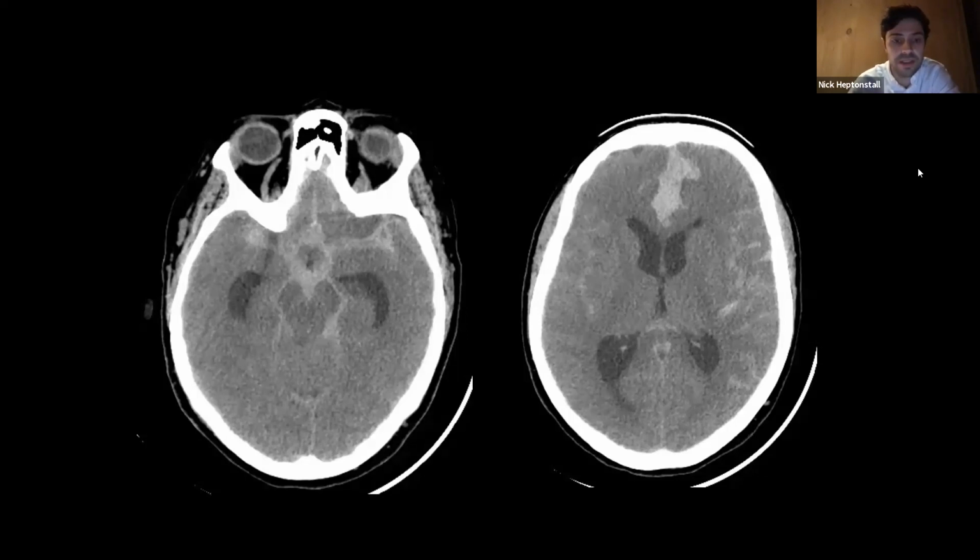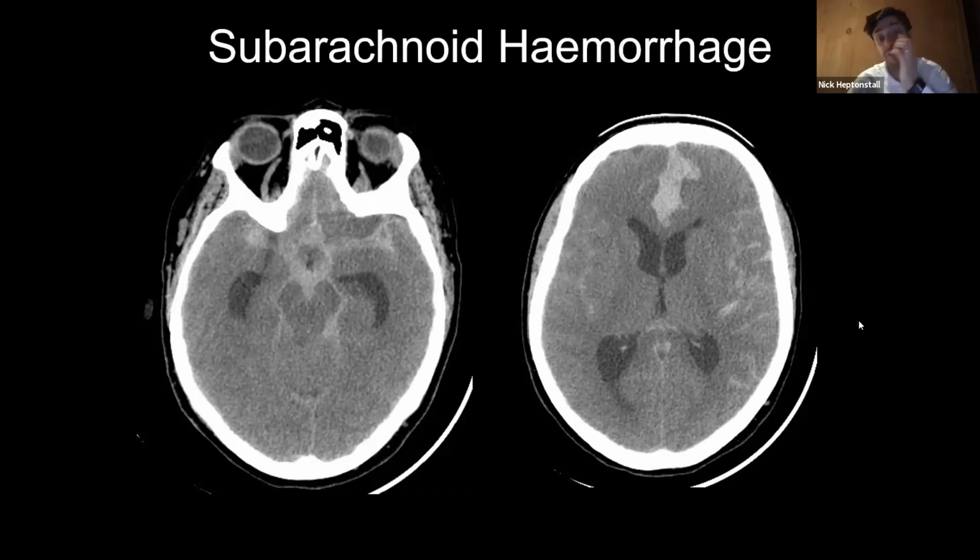So another CT scan. There's blood within the basal cisterns along the falx, and there is also scattered areas of blood within the sulci of both cerebral hemispheres. So this is subarachnoid hemorrhage, typically caused by some aneurysmal rupture or trauma.